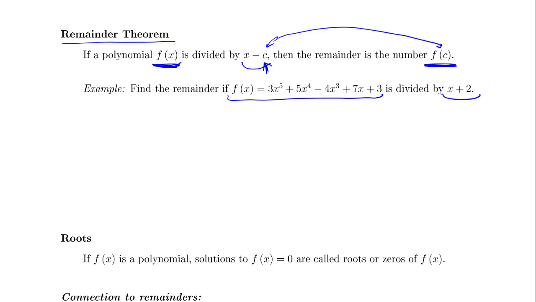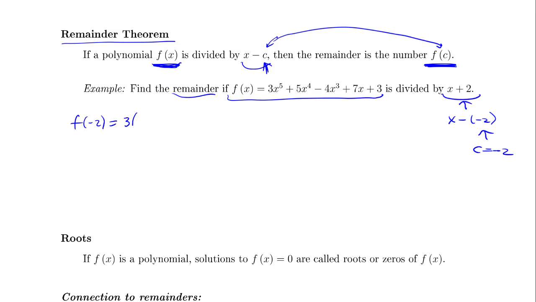Now, I don't want to have to divide that whole thing. That would be a long division. If I just want to find the remainder, then I look at x plus 2 and I say x plus 2 is actually x minus negative 2. So that's the value I want to put in, negative 2. So I'm going to do f of negative 2.